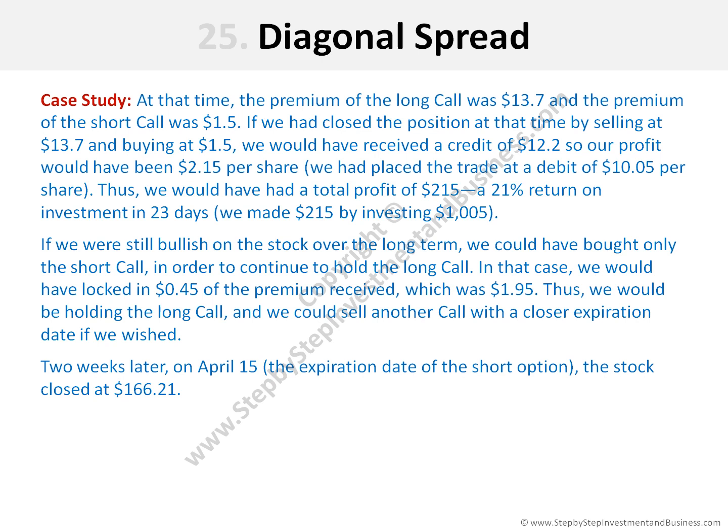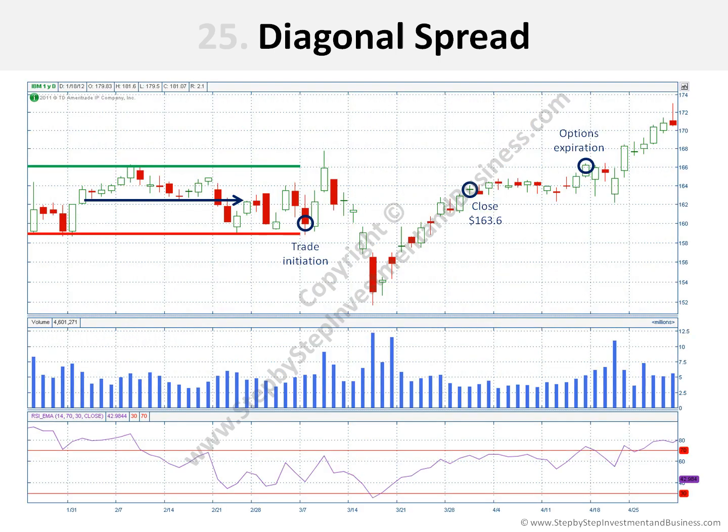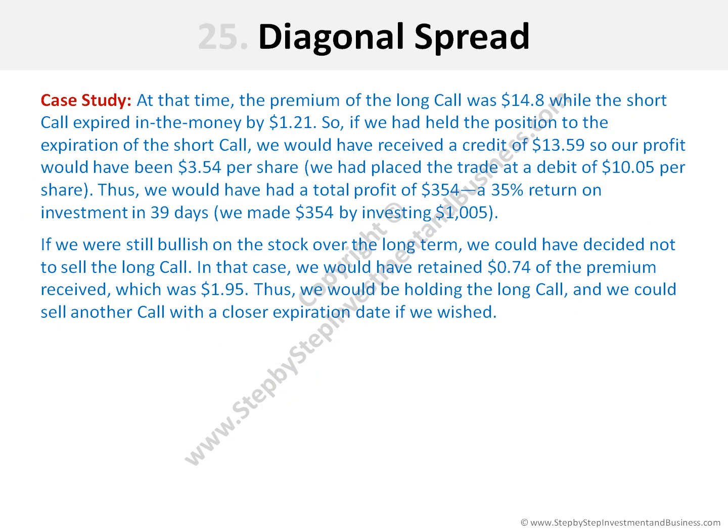2 weeks later, on April 15, the expiration date of the short option, the stock closed at $166.21. That can be seen here. At that time, the premium of the long call was $14.8, while the short call expired in the money by $1.21.